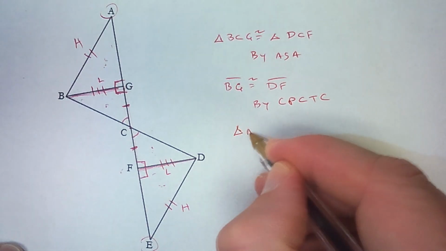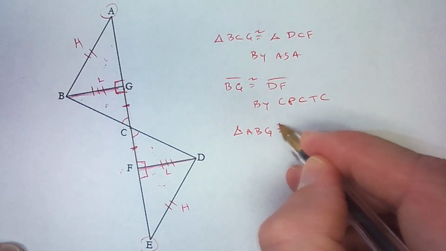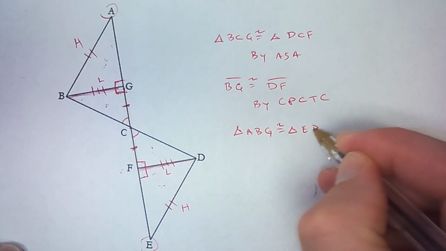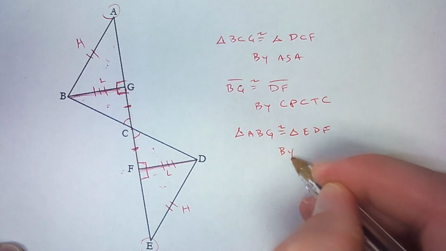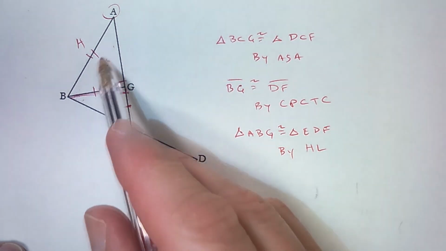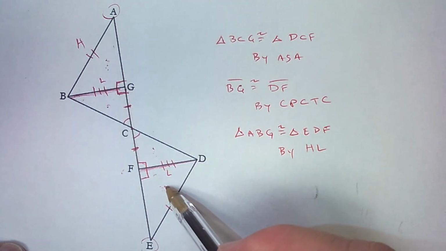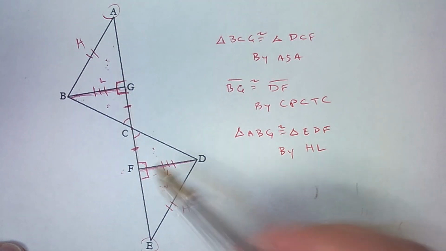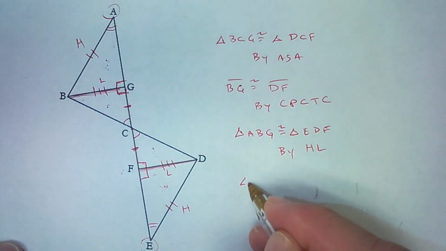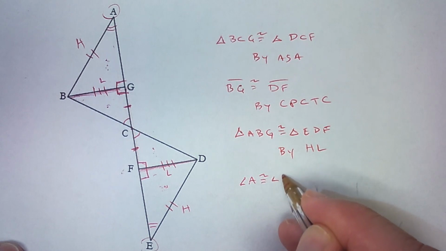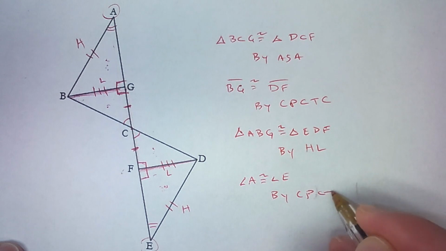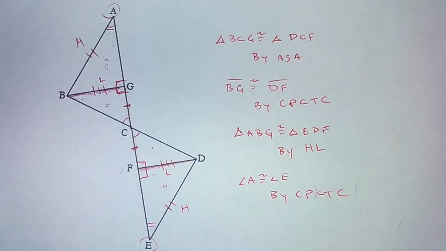So triangle ABG is congruent to triangle EDF by hypotenuse, leg. And now that these two triangles are congruent, I can say that their corresponding parts are congruent. Specifically, angle A and angle E. Angle A is congruent to angle E. Why? Because corresponding parts of congruent triangles are congruent.